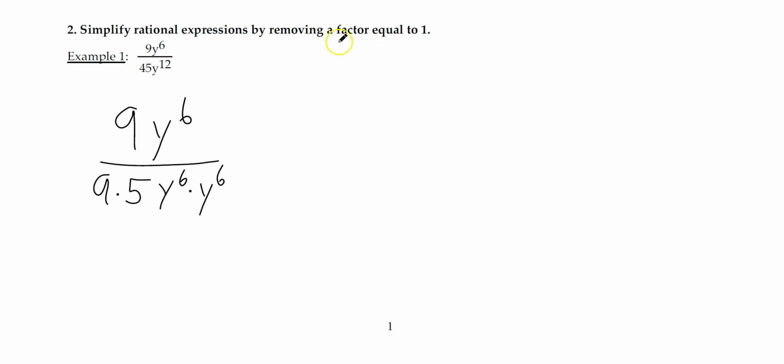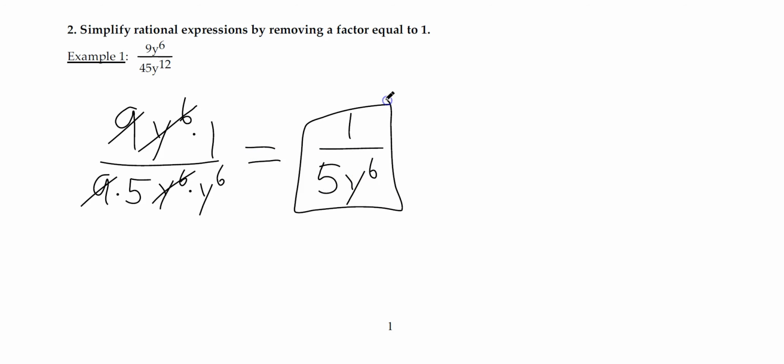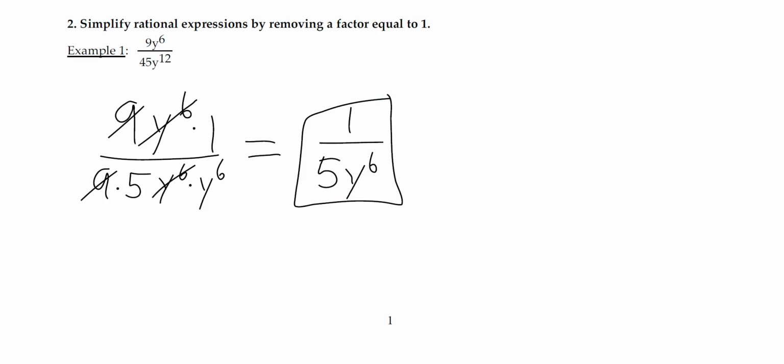Now I can remove the equal factors of 1. 9 divided by 9 is 1. Y to the 6th divided by y to the 6th is 1. Now notice there's nothing left over in the numerator. However, 9 divided by 9 is 1, and 1 is left over when you reduce factors of 1 if nothing else is there. So our final answer is 1 divided by 5 y to the 6th. Look at the next example.